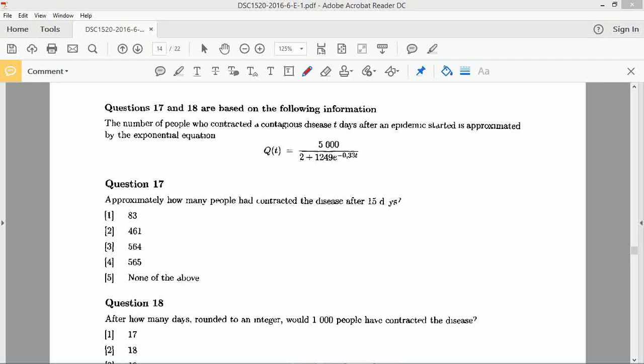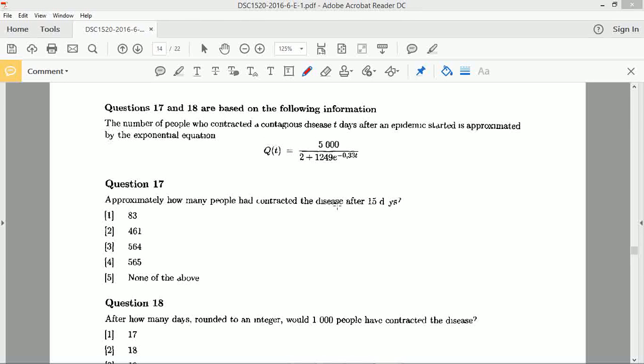Question 17? T days. Oh no. Yes or no? It's a no. Okay, why? I think it's very intimidating. Well, what does the question say?